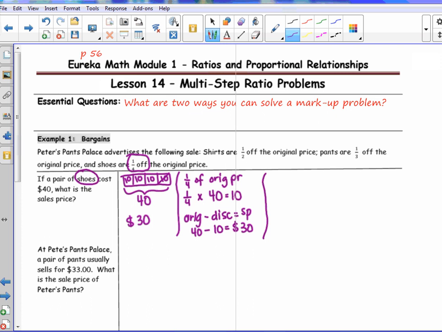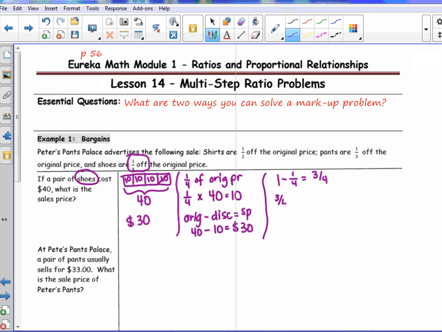The third way that we're going to solve the problem, and this is actually the most efficient way, is to find out the fraction that we're going to pay instead of the fraction that we're going to save. So we'll think about the original price as being 100%, and that 100% is 1 whole. And we'll take away the 1/4 that we're going to save, and that's going to leave us with 3/4, meaning we have to pay for 3/4 of the original price.